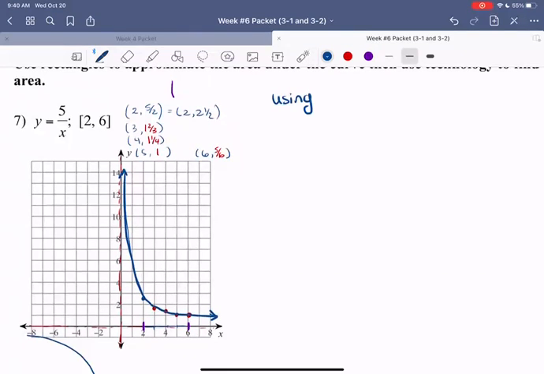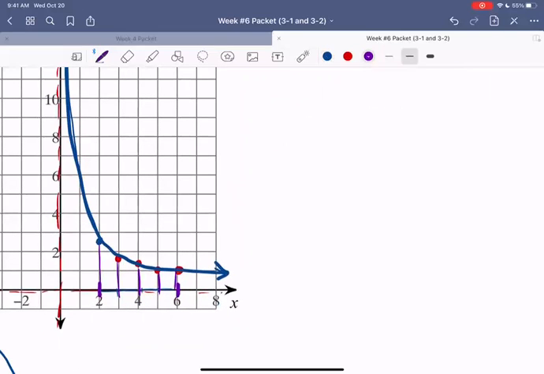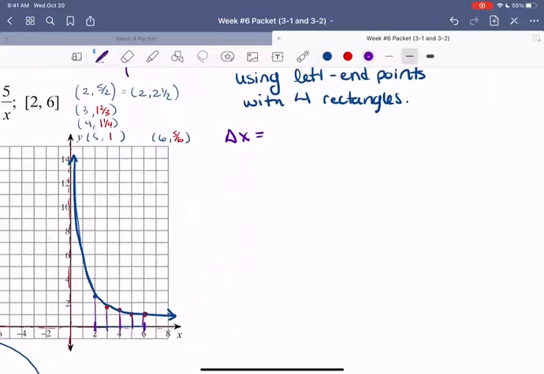So what we will do is use left endpoints with 4 rectangles. For us, our width, change of x, is going to be 1. We use 4 rectangles here because it makes the most sense if we're looking at an interval that has length 4. We see that also happens if we take 6 minus 2, the length of the interval itself, which is 4, divided by 4 total rectangles, which gives us a width of 1 each. So here, n, the total number of rectangles, is 4.